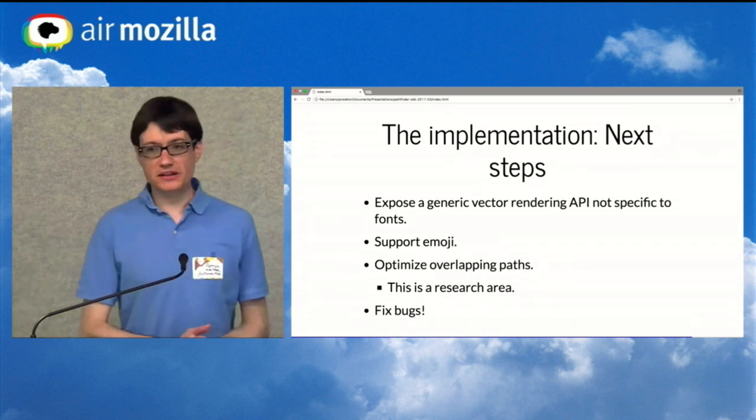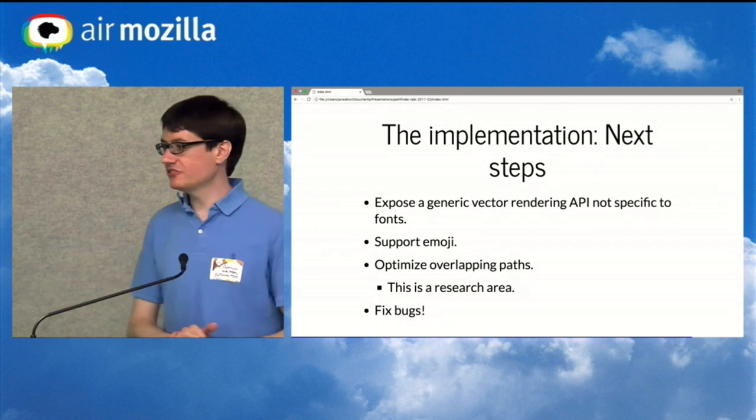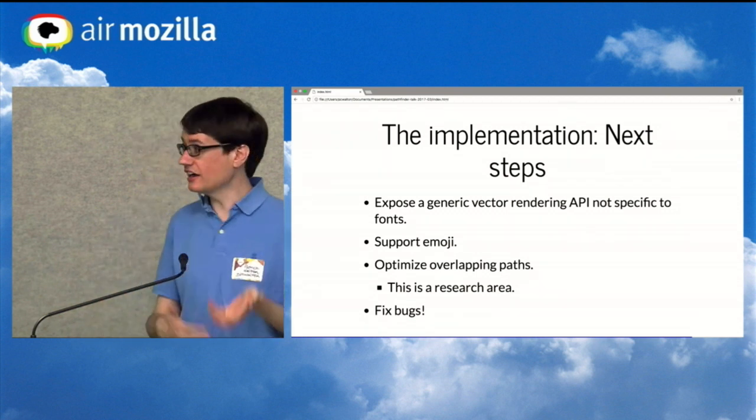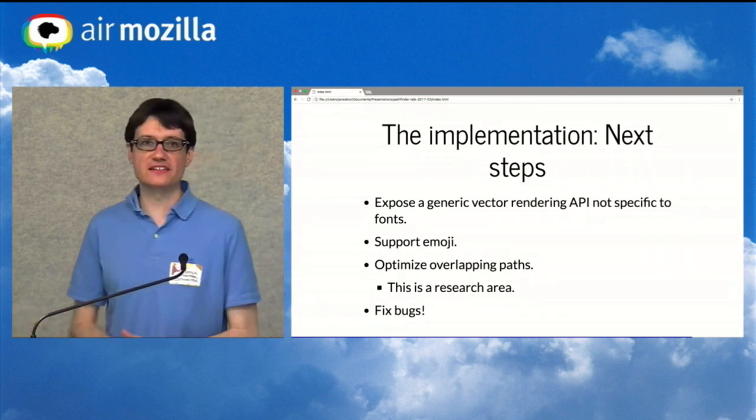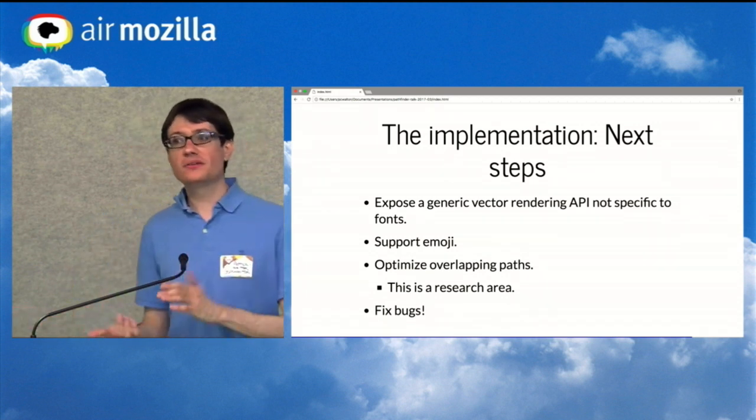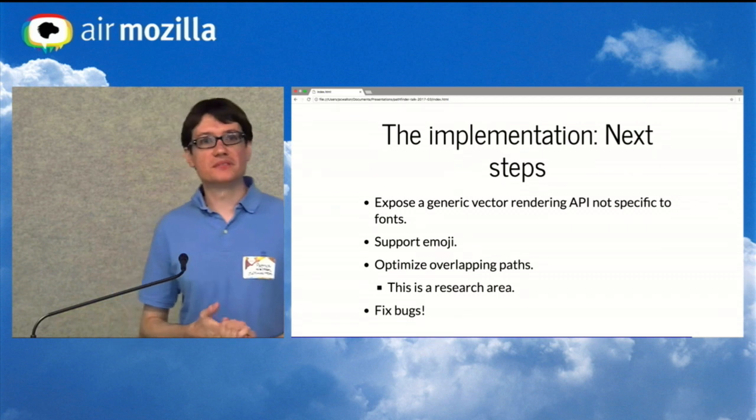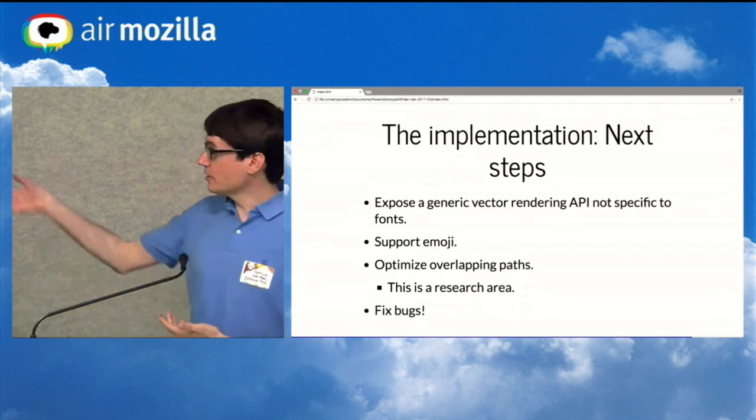Other nice things would be to allow generic vector rasterization. I said earlier that there was PDF, Canvas. It'd be great to use Pathfinder for that stuff too. Also emoji, which are fun. Optimizing overlapping paths, which is part of that.